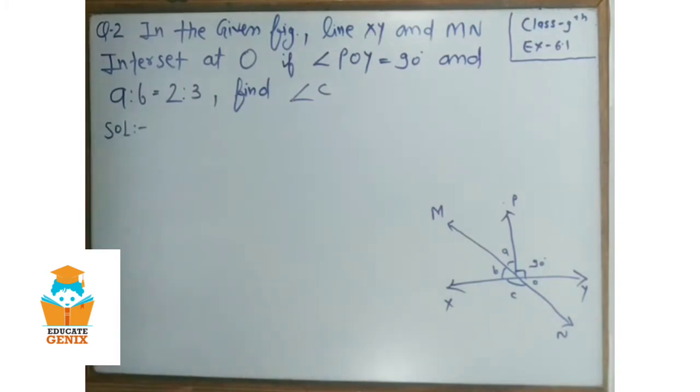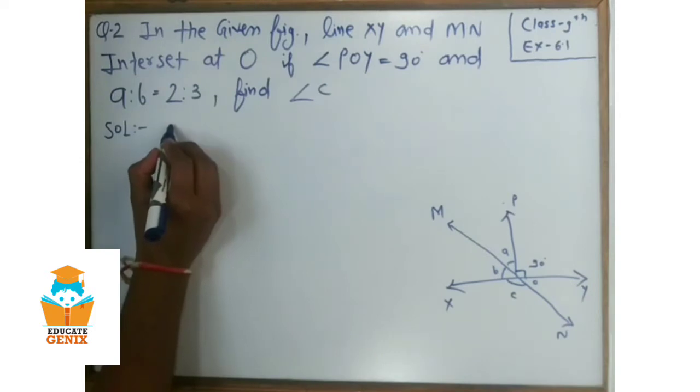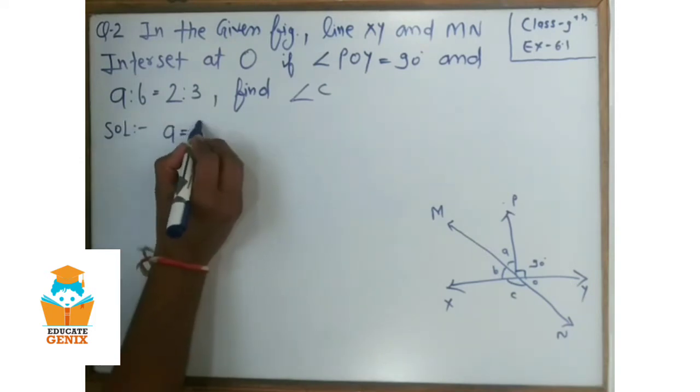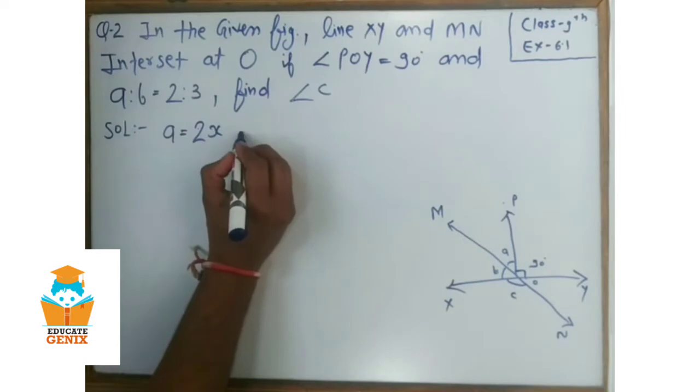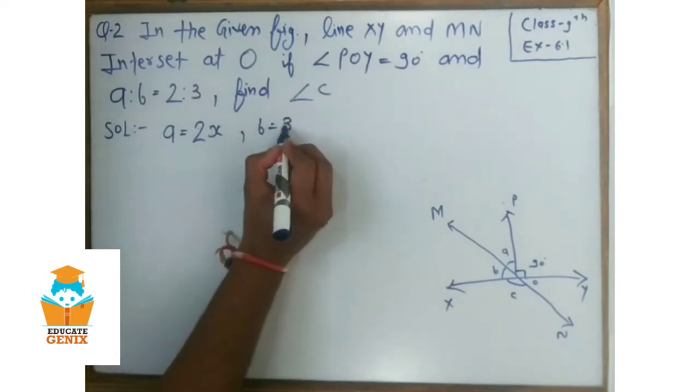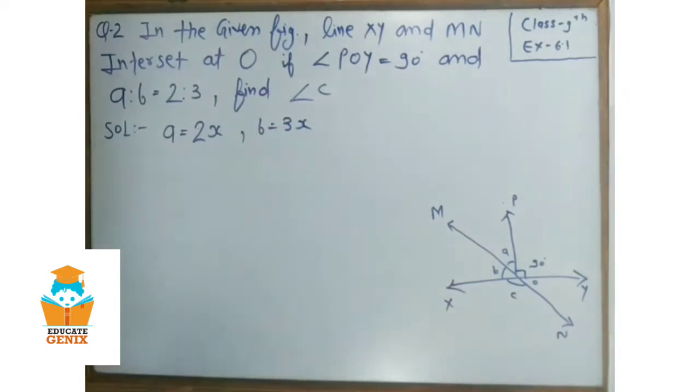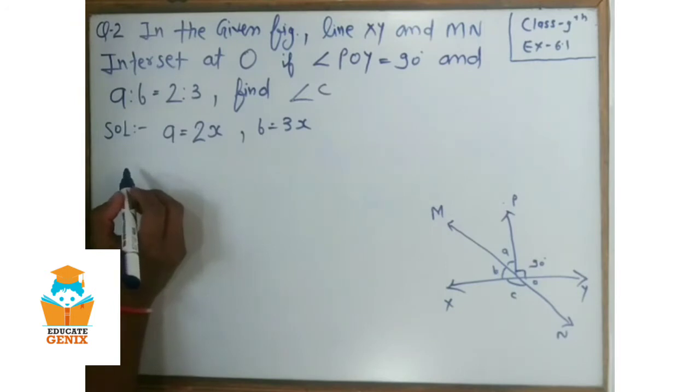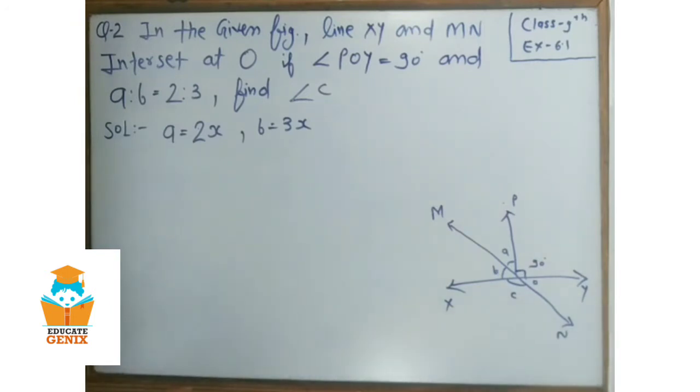As already given, A is to B equals 2 is to 3. So we are going to write A equals 2x and B equals 3x. Look, in line XOY, as we already know that the sum of angles equals 180 degrees, therefore we are going to apply this.